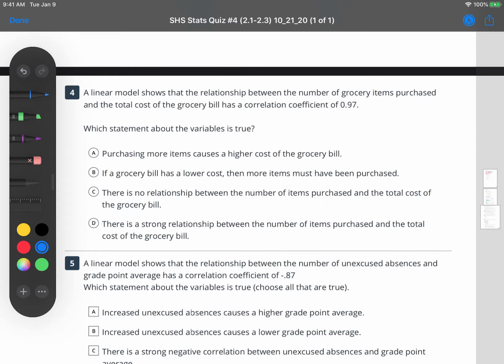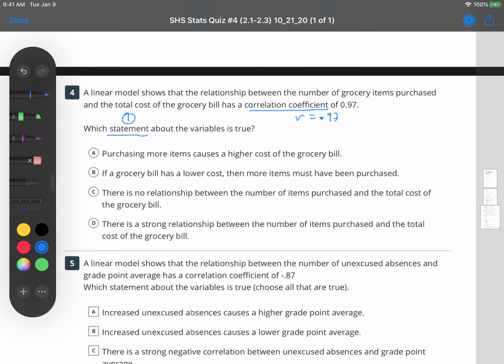The linear model shows the relationship between the number of grocery items purchased and the total cost of the grocery bill has a correlation coefficient. Remember, we've talked about in class, that's basically an R value of 0.97. Which statement of the variables is true? Which statement is singular, so there's only one answer.